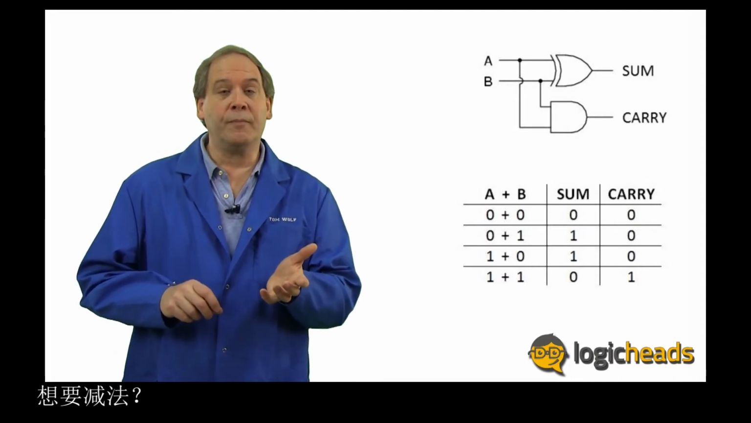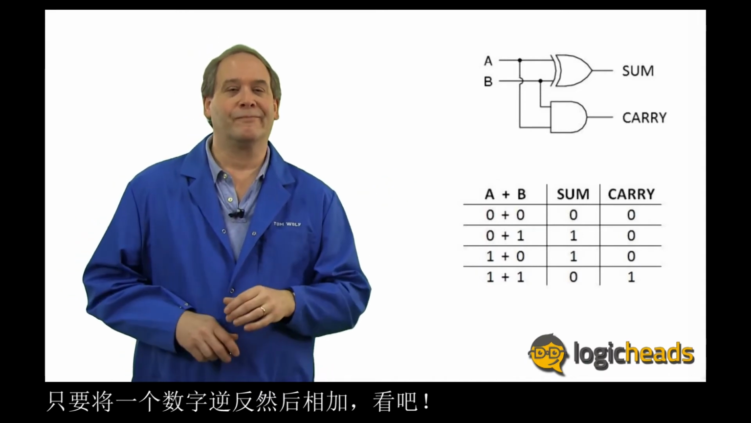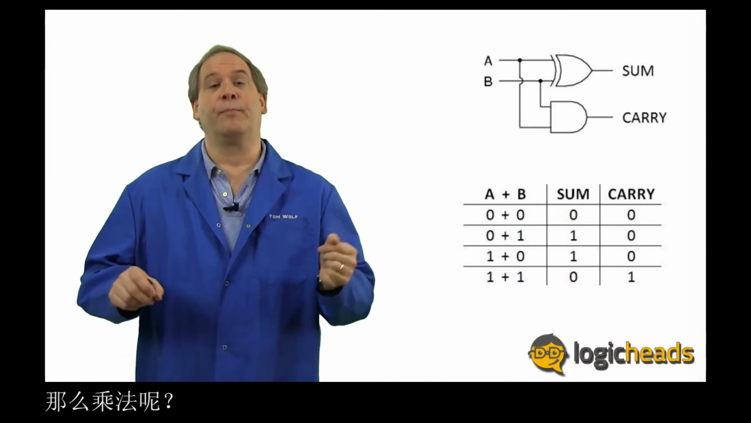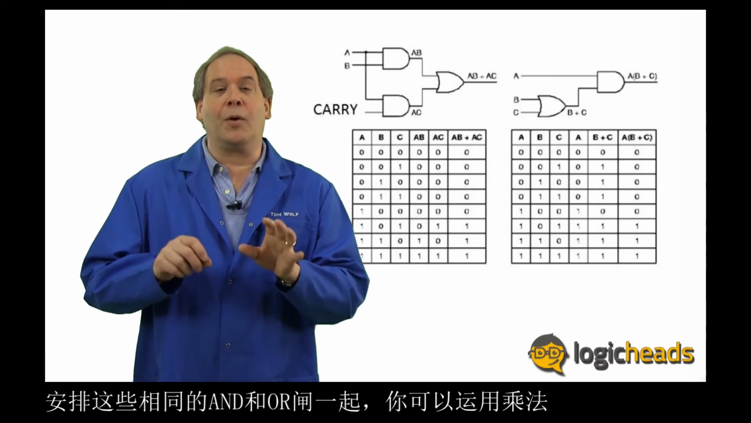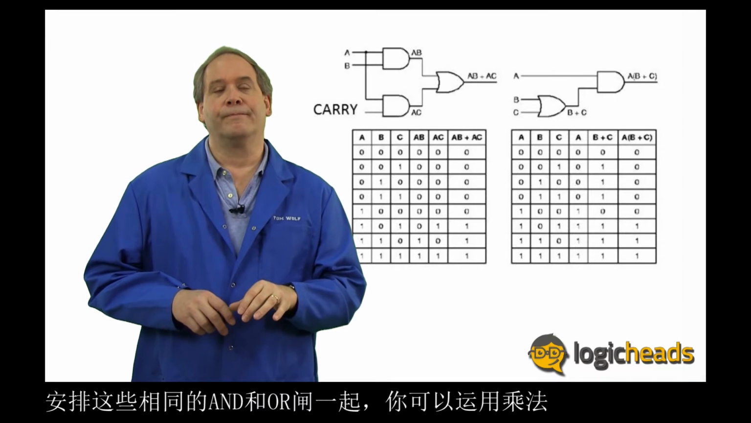You want to do a subtraction? You just invert one number and then add them together. Voila. Well, how about multiplying? Arrange those same AND and OR gates together, and you can build a multiplier.